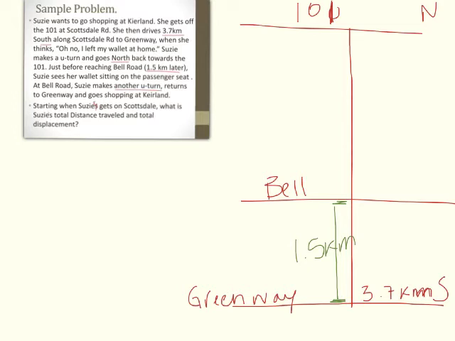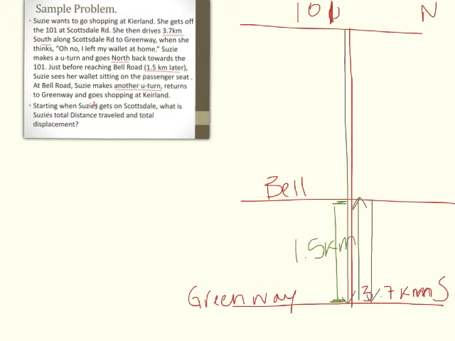Now let's draw in our vectors that indicate Susie's trip. So she starts here, goes all the way to Greenway, and then she turns around and goes to Bell. And then last part, she gets back to Greenway. All of those brown arrows are the vectors that we're adding and subtracting. So first thing is Susie's total distance traveled. This part's easy. Directions don't matter. It's the whole trip that matters.